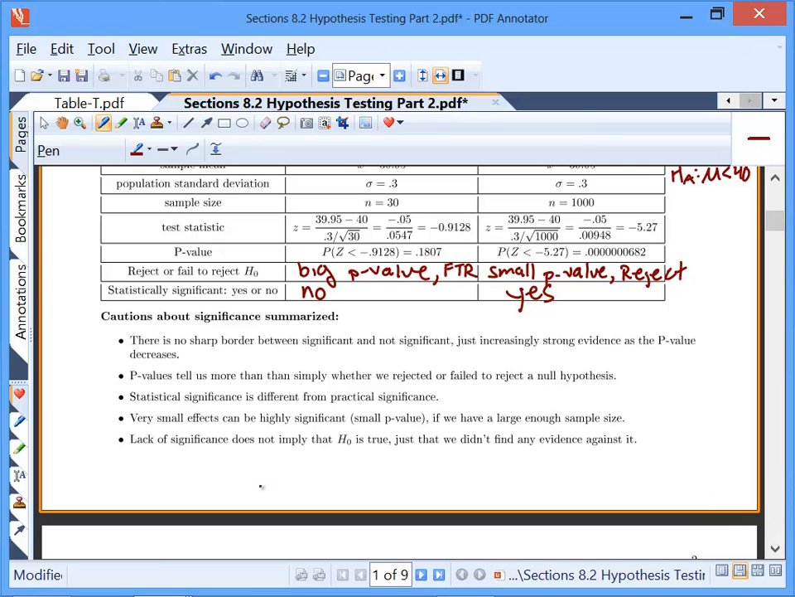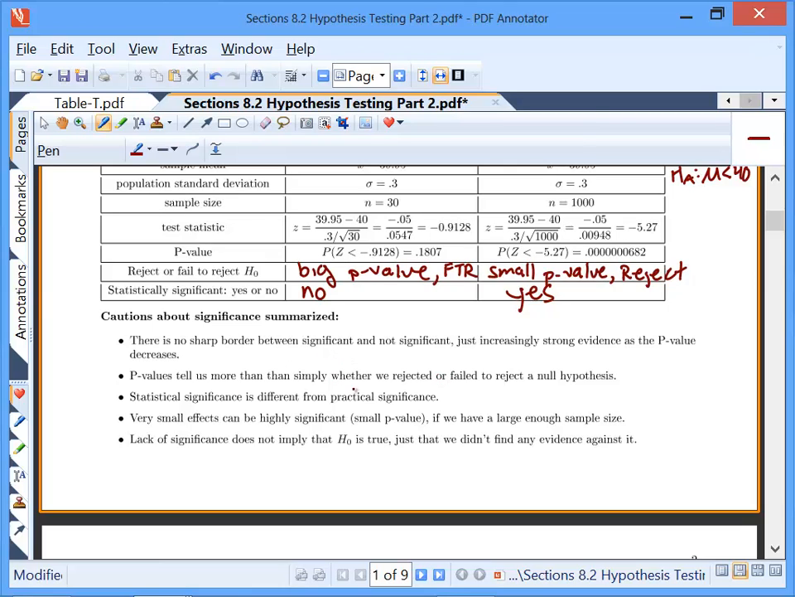Okay, so our cautions about significance summarized. This is what we were supposed to learn from all of our examples. There's no sharp border between significant and not significant, just increasingly strong evidence as the p-value decreases. So that was our first example where one had a p-value of 0.0503 and one had a p-value of 0.0498. Their strength of evidence was almost exactly the same, but one of them got to reject and one didn't. So you just have to keep in mind that the p-value really matters more than your conclusion, which is why we always want to report our p-values.